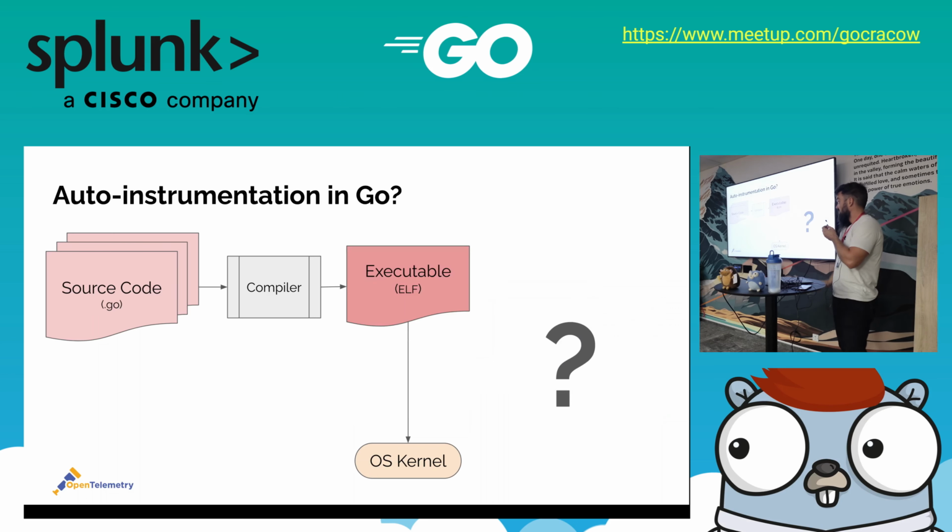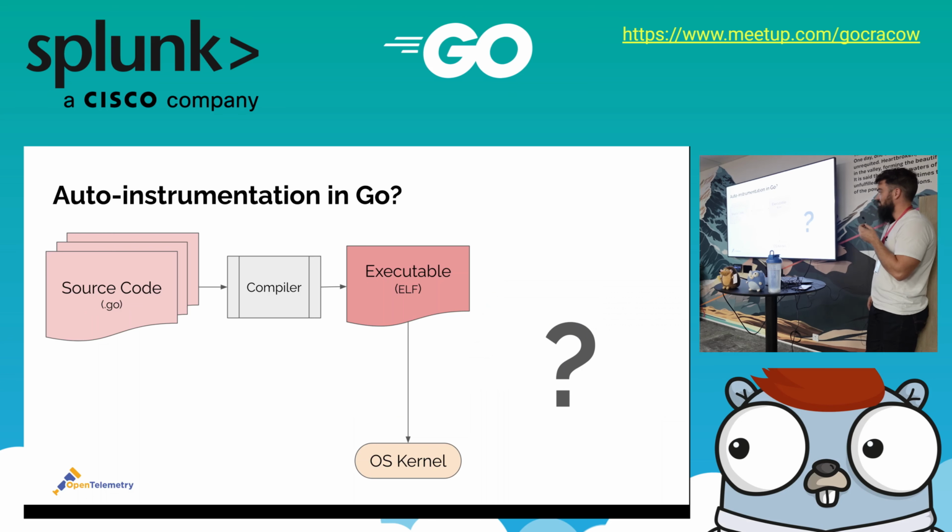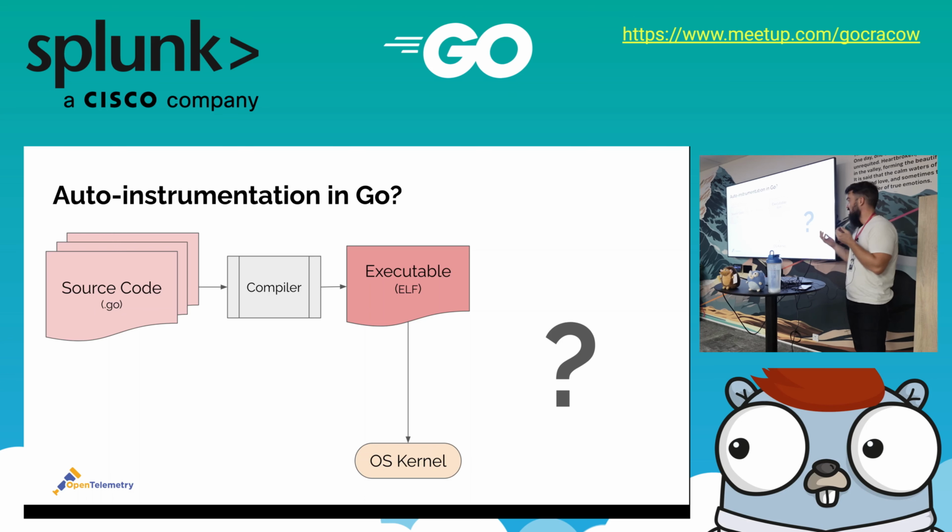Probably not, right? So Go looks very different in this world. Because I have source code, I run it through a compiler, and then I get this ELF, this binary. That binary is run directly on the kernel. There's no step here for the VM to actually hook into. So how do I do this auto-instrumentation in the OpenTelemetry space? I see some hands, so I think maybe you know where I'm going.